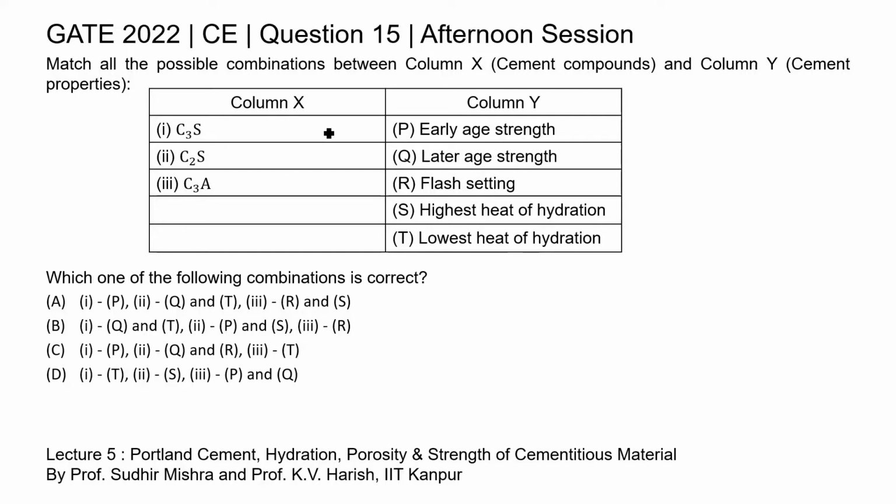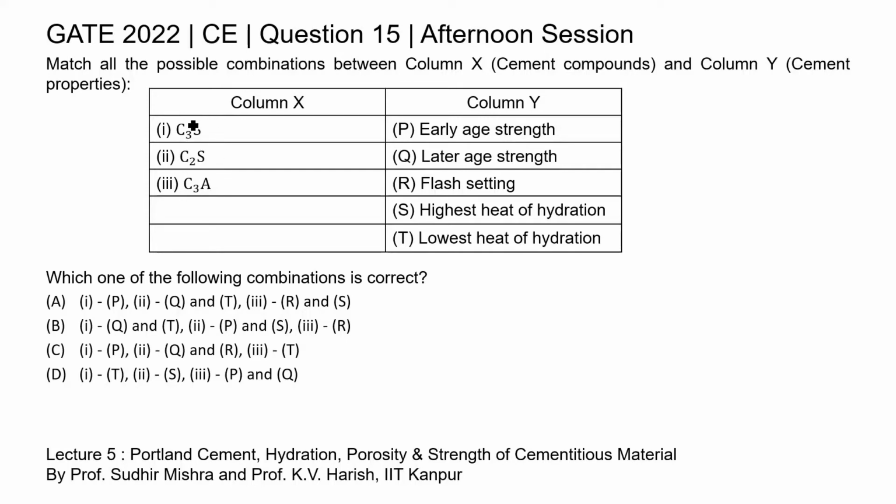So in this question, two columns are given, namely column X and column Y. In column X, various cement compounds are given, and in column Y, various cement properties are given. We need to do the correct match among these terms. So in column X, the compounds given are called Bogue compounds.